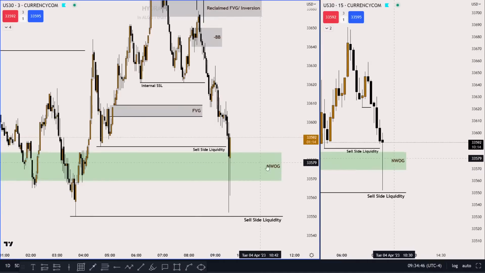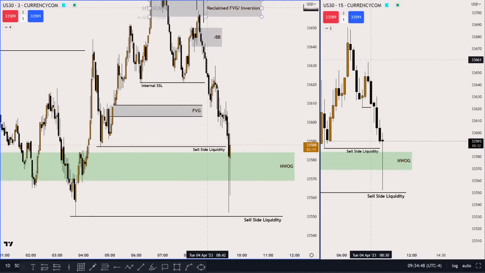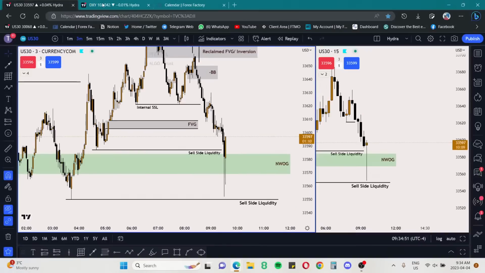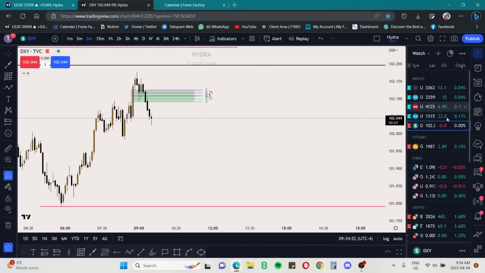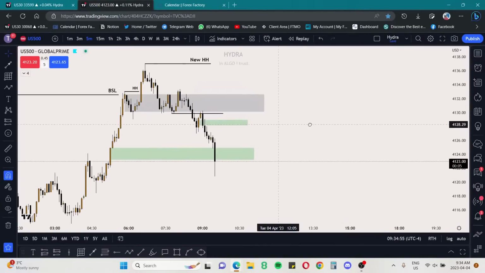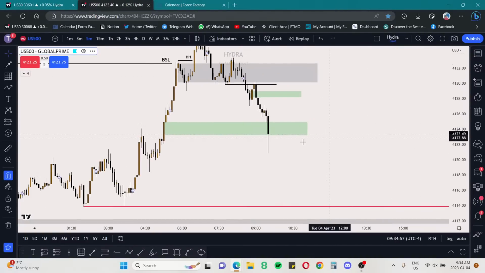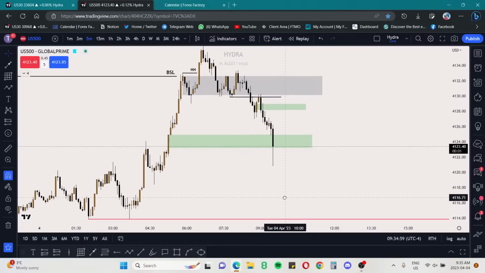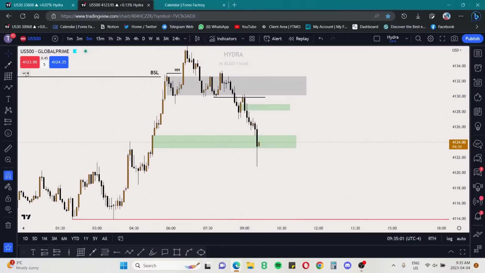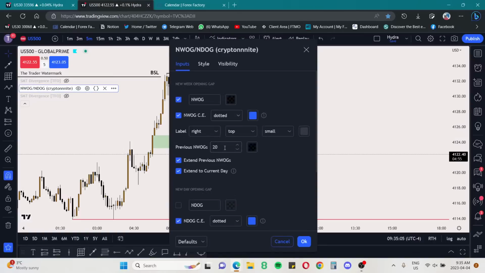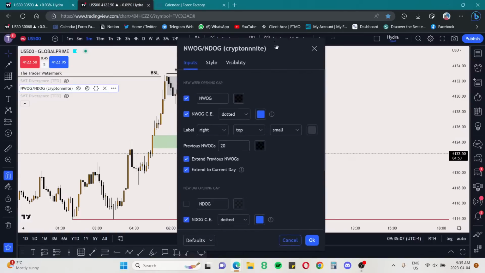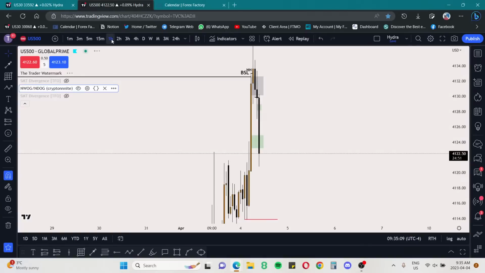So we are getting retraced from this new week opening gap, right? Let's look at US 500 and see what it's doing. US 500 smashed through our target, right? And are we inside of any new week opening gap? No. For the new week opening gap, I'm using this indicator.